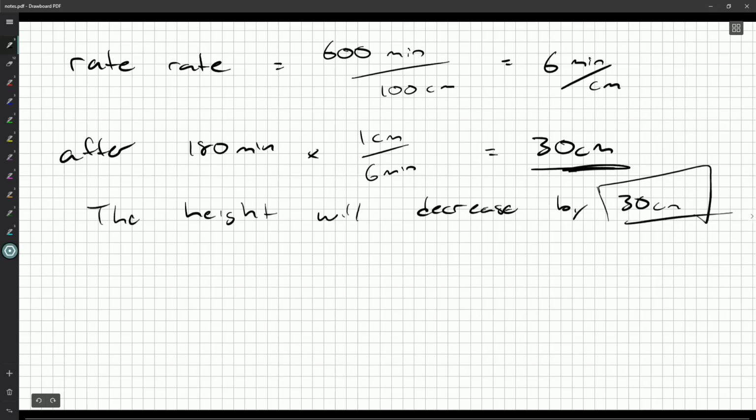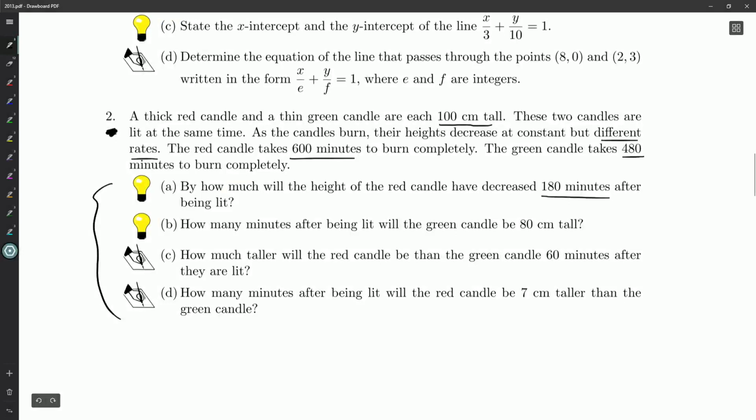There we go. And if we don't want to show our work, we don't have to. That's quite all right. It is a light bulb question. B, how many minutes after being lit will the green candle be 80 centimeters tall?